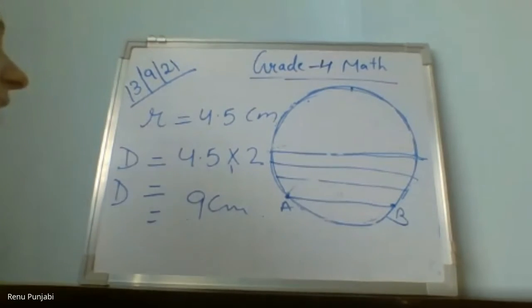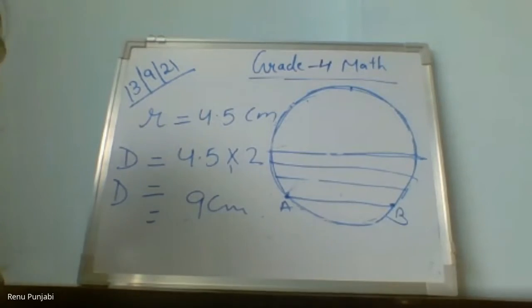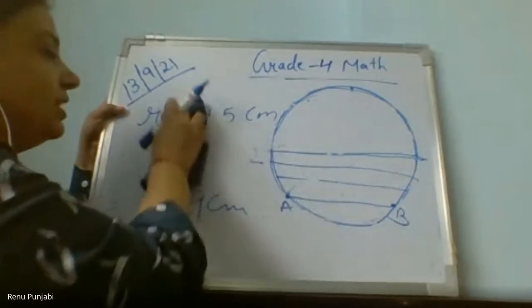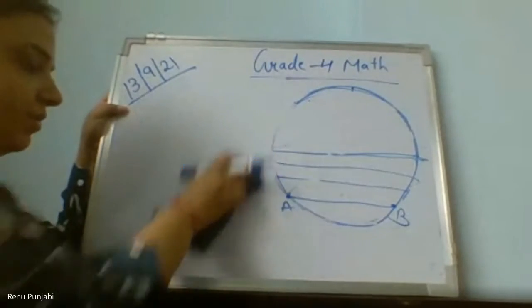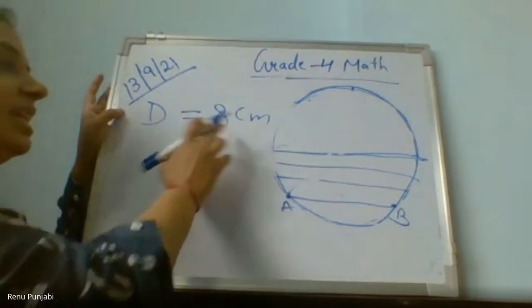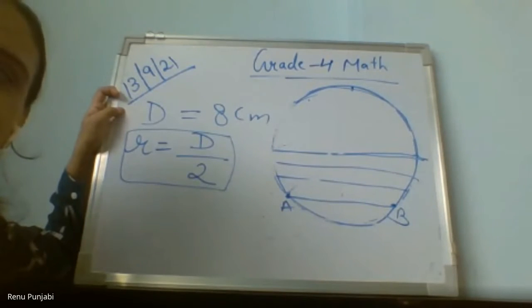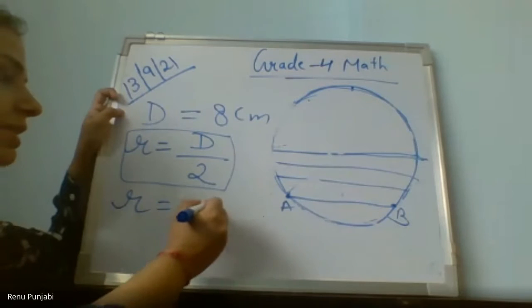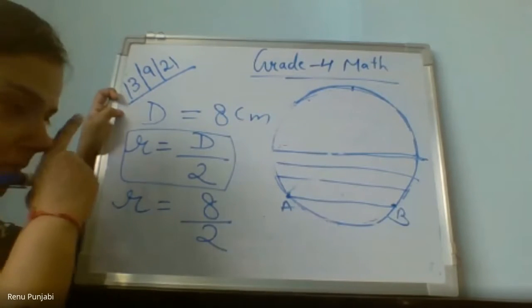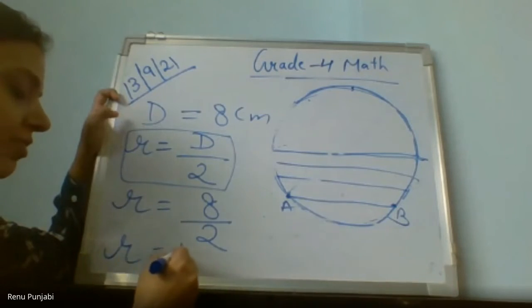This question we have done when the radius is given and we are finding the diameter. Now when the diameter is given to you, suppose the diameter is 8 centimeter, what will be the radius? The radius will be 4 centimeter. So we want to write radius equals diameter divided by 2. This formula is derived, right? So radius equals the diameter 8 divided by 2, and when you divide it, you will get the answer which is 4 centimeter.